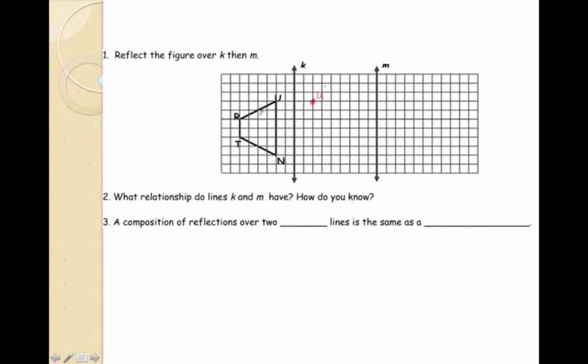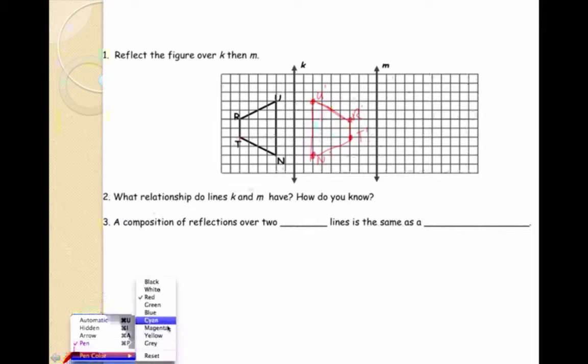U prime. R, I go 1, 2, 3, 4, 5, 6. T is going to be also 6 because it's on that same vertical line. And N is going to be also 2 because it's on the same one with U. Okay, so there's trapezoid number 2. And then I'm going to flip it one more time over a different line.